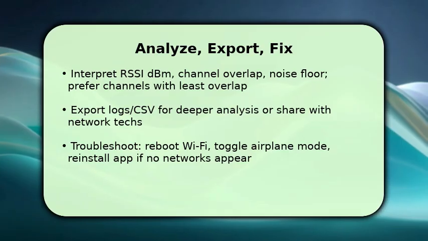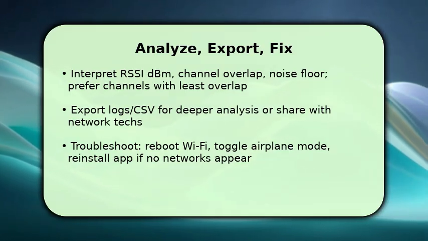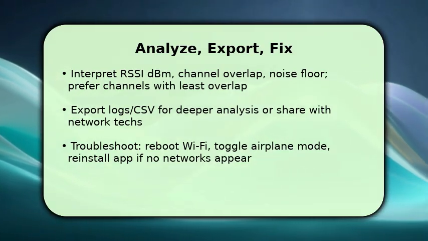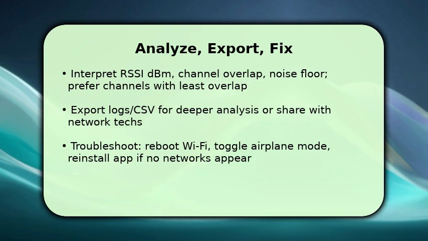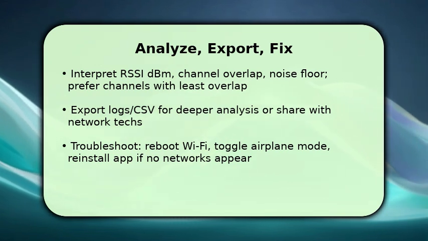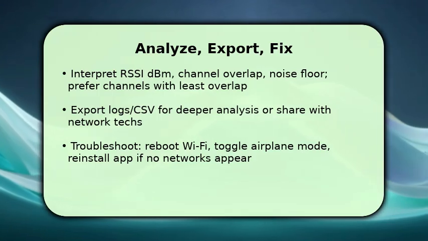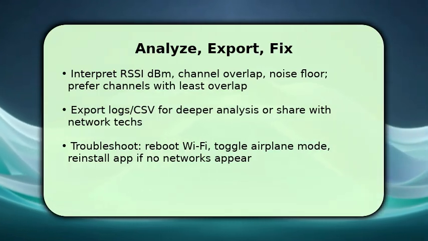Then apply fixes like switching to an uncongested channel, moving the router, or enabling 5 GHz. If scanning fails, reboot Wi-Fi, toggle airplane mode, verify permissions, and reinstall the app. These quick steps resolve most detection problems.